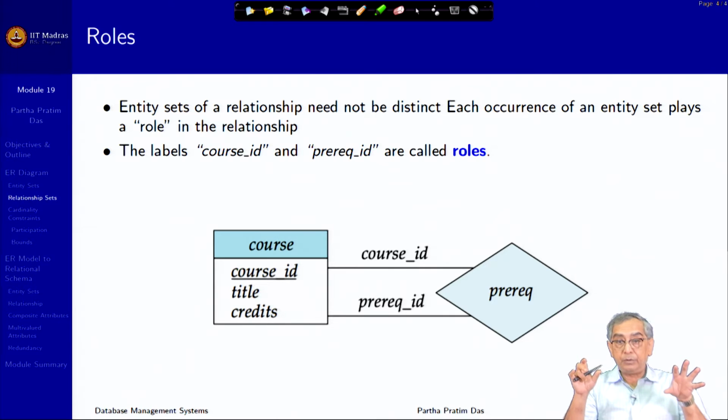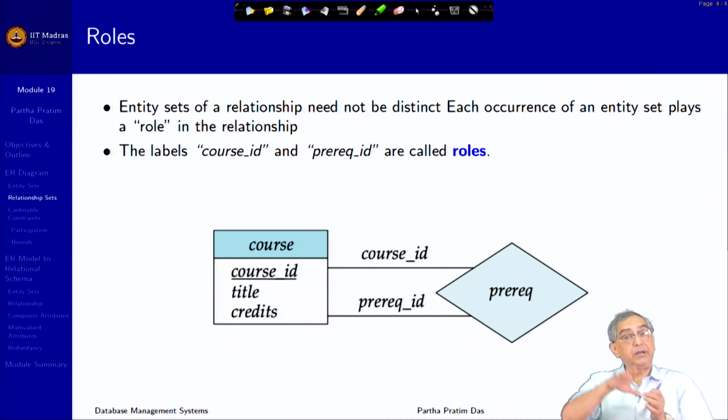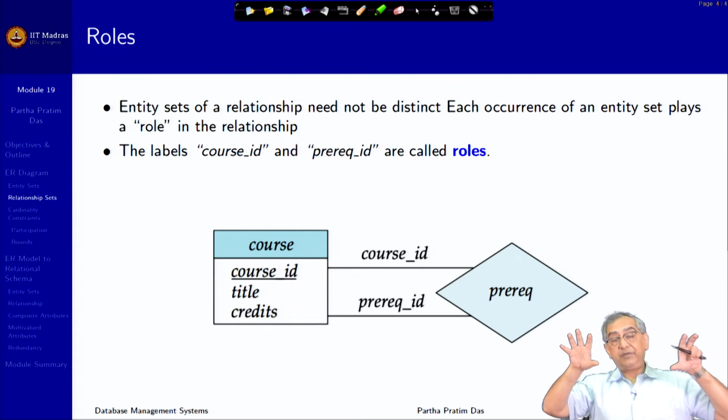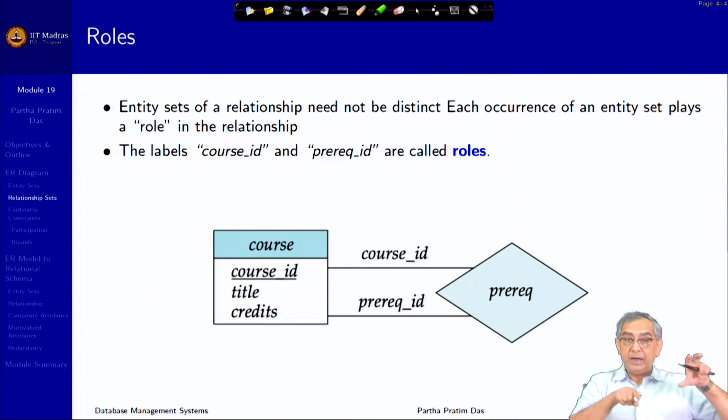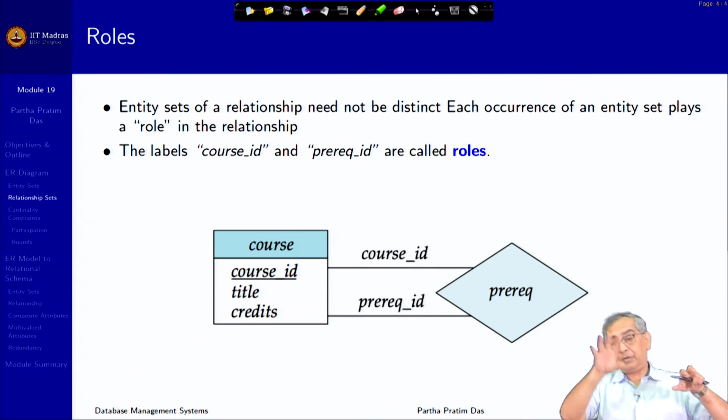Because you need two. So, on one side you call it a course ID, on the other side you are calling it a prerequisite ID. You are giving a new name, because these are two instances of the same relation. So, by name it is the same course.course ID, course.course ID. So, kind of here you make use of the renaming concept we had used. So, whatever is a prerequisite you call it the prerequisite ID.